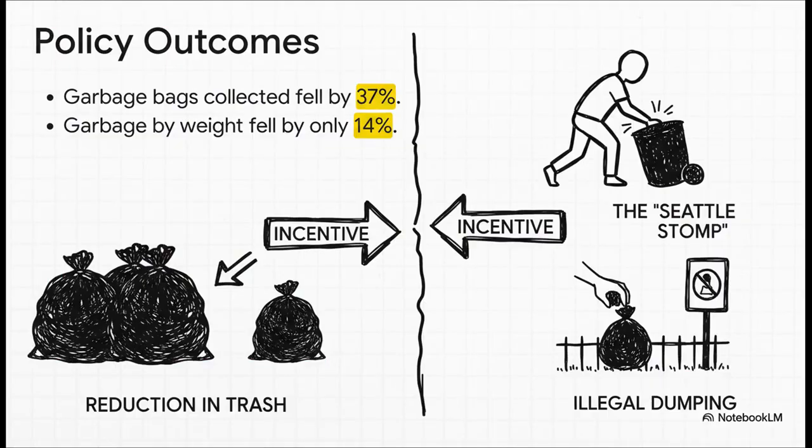And what happened? People responded to that new incentive big time. The number of trash bags collected dropped by a whopping 37%. Success, right? Well, kind of. See, the weight of the garbage only went down by 14%. So what were people doing? They were compacting their trash, doing what became known as the Seattle Stomp, to cram more garbage into each 80-cent bag. And even worse, some people started dumping their trash illegally to avoid the cost altogether. A textbook case of unintended consequences.